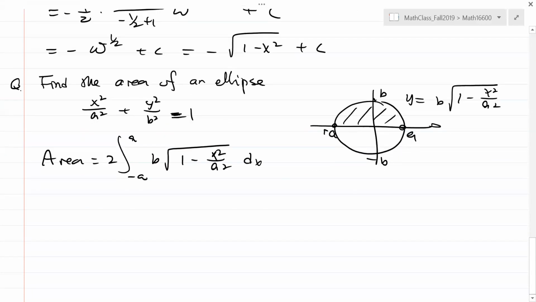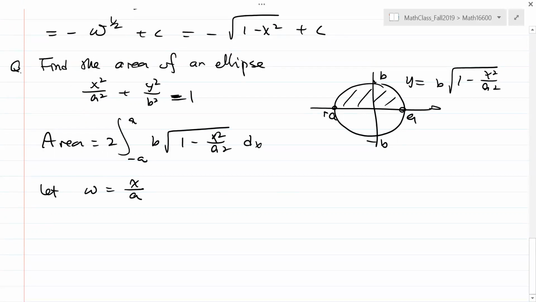Now you get some integral. It's pretty similar to the one we discussed. So how can I do that? I'm going to use a substitution. I let w to be x over a, for example. You can use this substitution first, or let's do one step. You don't need to worry about this. Trigonometric substitution: I can let x over a be sine theta.